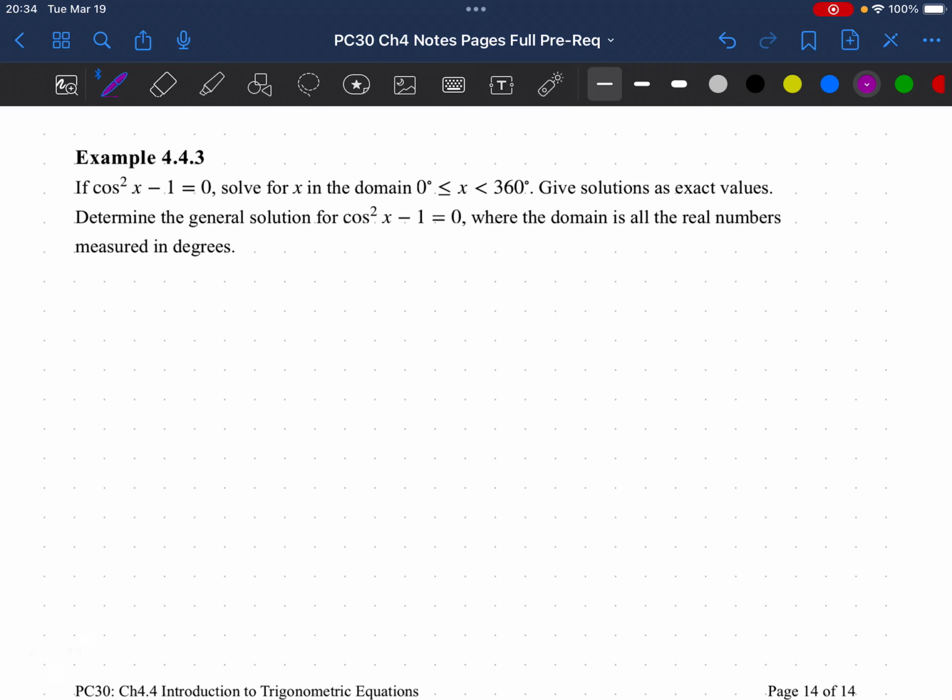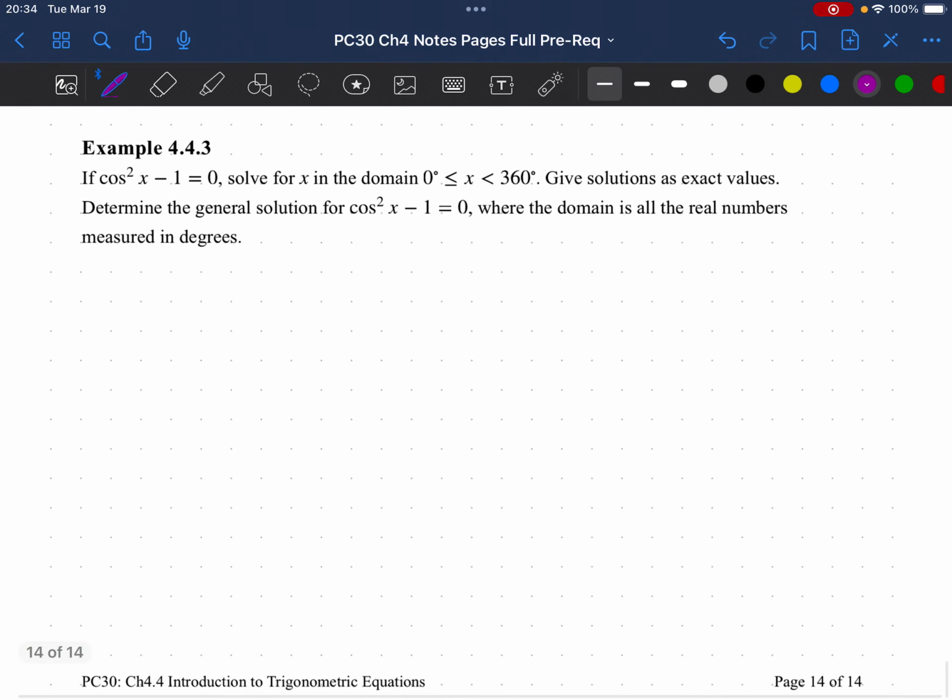Our last one: if cosine squared x minus 1 equals 0, solve for x in the domain 0 is less than or equal to x is less than 360. Give solutions as exact values. Determine the general solutions for it, where the domain is all the real numbers measured in degrees.